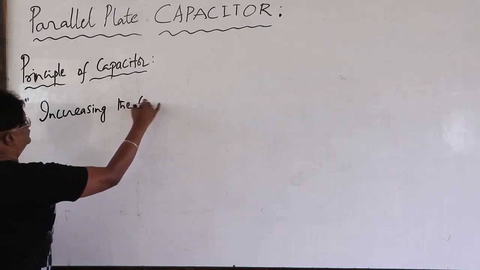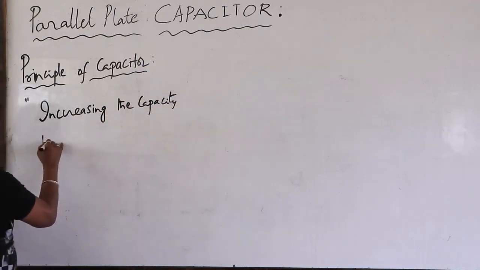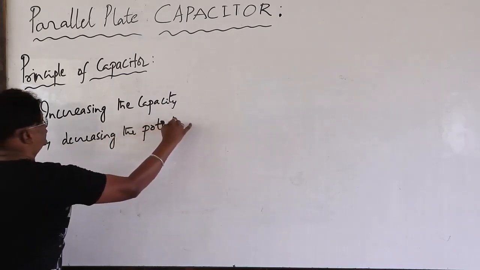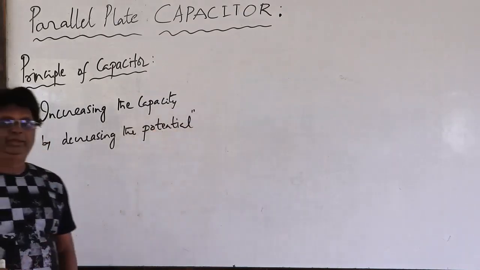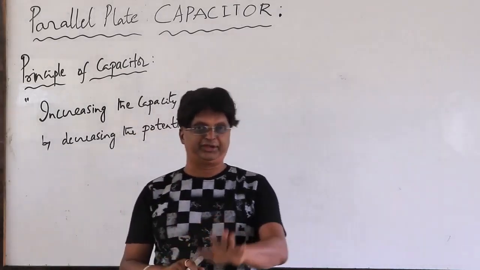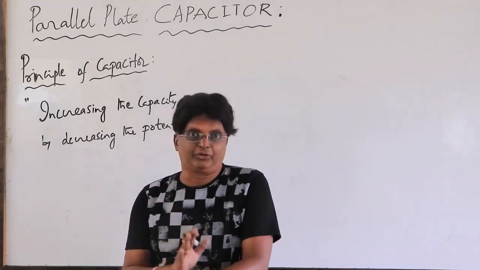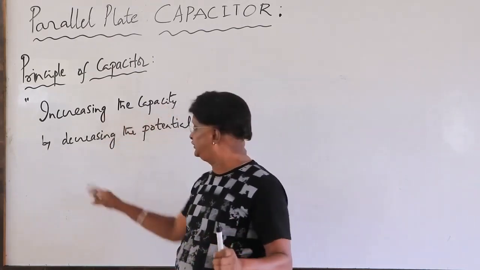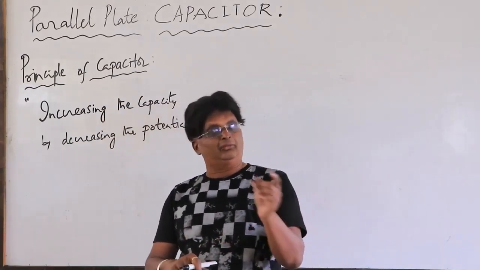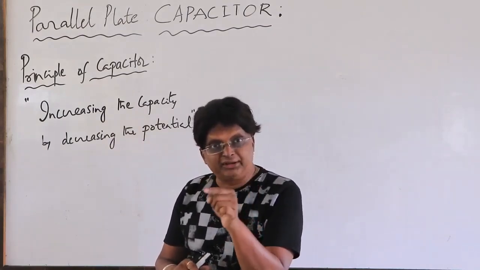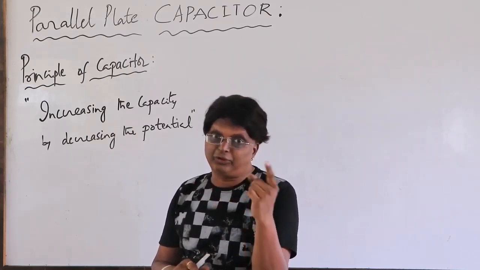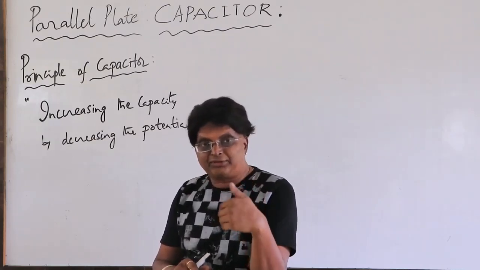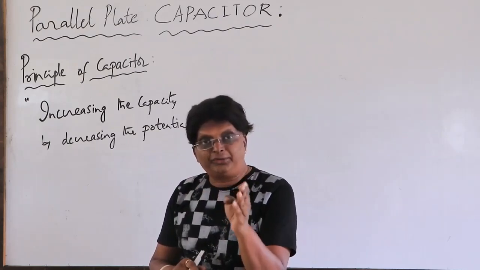increasing the capacity by decreasing the potential. Actually, all these things are not discussed in your textbook, but this idea is important for us, because there are lots of misconceptions. When we say increasing the capacity by decreasing the potential, in our previous classes we said that if the charge is increased, the potential increases. Just decreasing the potential, what does it mean? If we decrease the charge, the potential decreases, but it is not with that same meaning that we are using here.